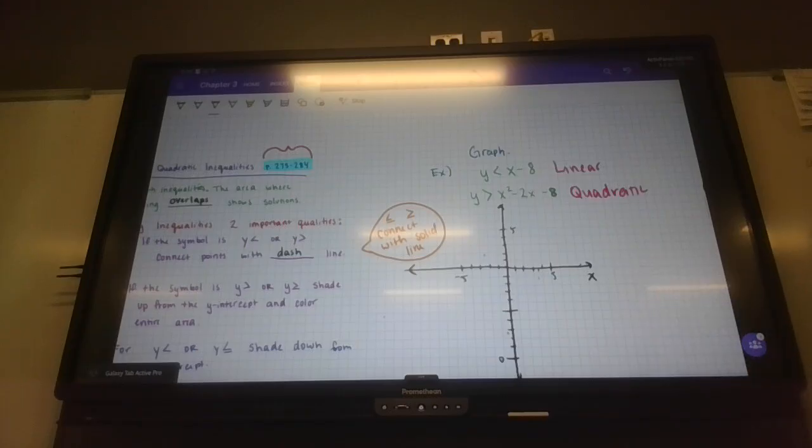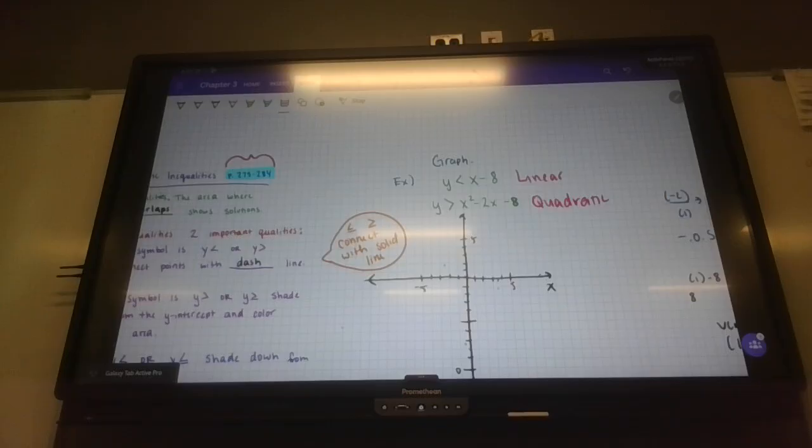All right, so as a reminder, to graph a straight line, you use the y-intercept and the slope. So you begin at the b value.